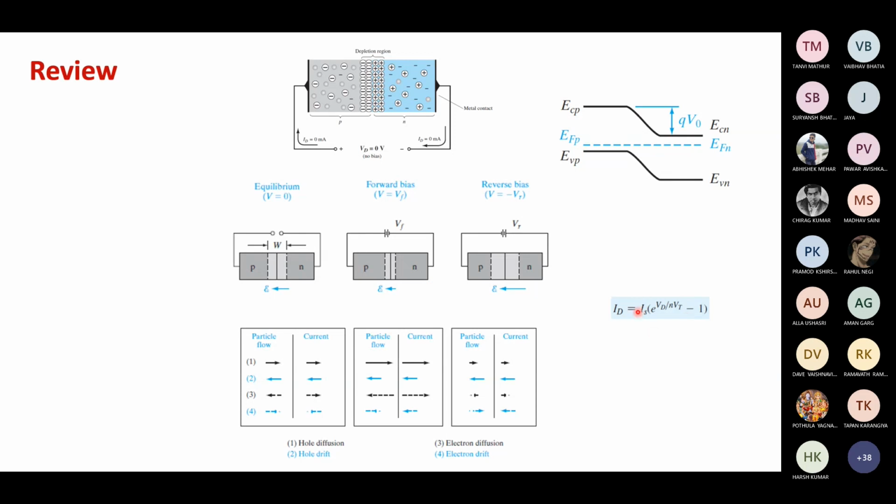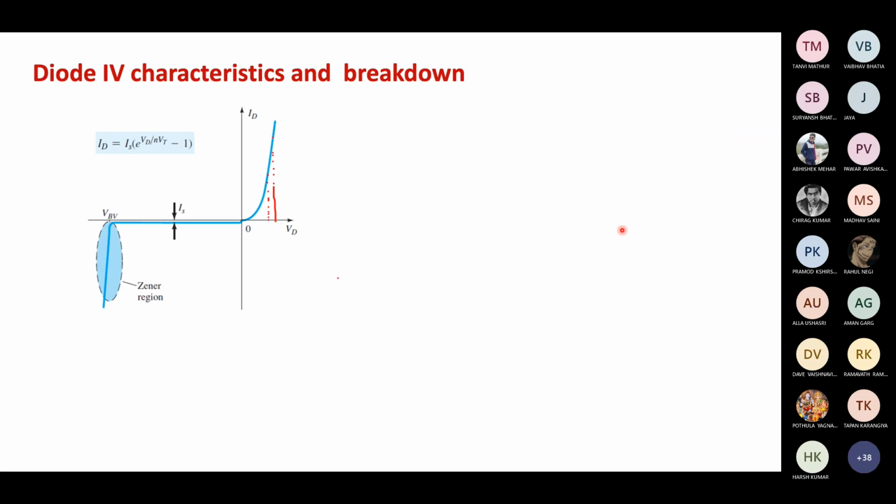And this IS is an interesting parameter. IS is the reverse saturation current, and it is present both in forward bias and in reverse bias. And generally it is also independent of the applied voltage, because last time we saw that this IS very quickly achieves its saturation level. It achieves this flat level.